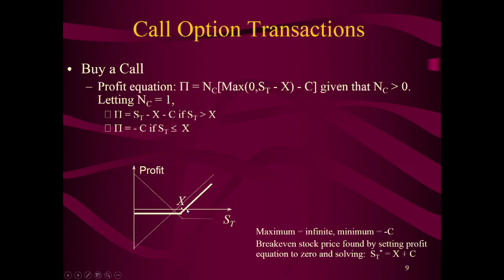So to find out where the break-even point is, all you have to do is look at the profit formula which has an ST in it. Equate this to 0 and solve for ST. So 0 equals ST minus X plus C. So what is your break-even point? It must be X plus C, right? If you equate this to zero. Okay, so stock price is here, right? So equate it to 0, your break-even must be X plus C, okay?